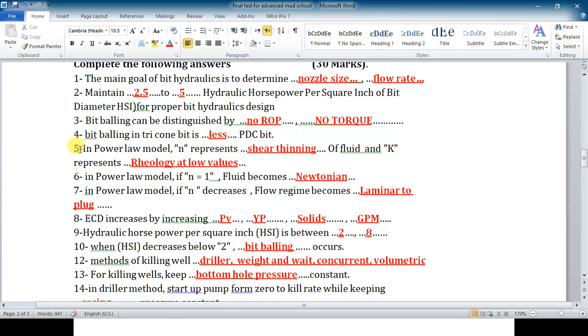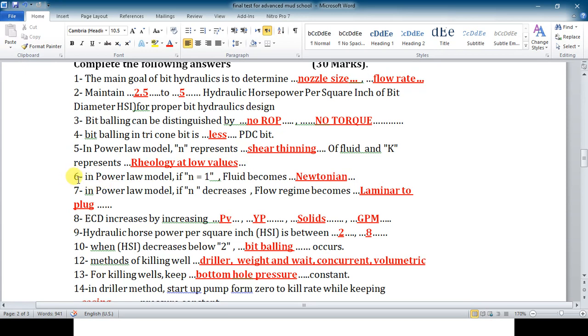Number 5, in the power law model, n represents the shear thinning phenomena of the fluid, and K represents the rheology at low values. This is called the power law exponent, and K is called the consistency factor. So n represents the shear thinning, and K represents the rheology at low values, especially the low shear yield point.